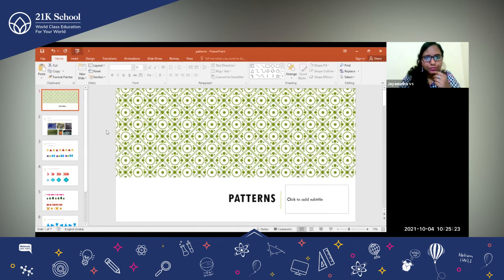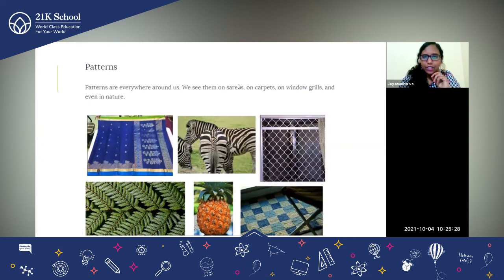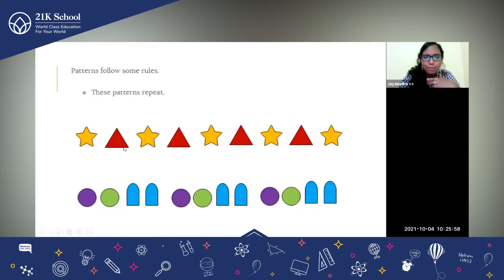Yes. So patterns are there everywhere around us, correct? We can see them on sarees, carpets, window grills. And even in natural things, you could see patterns. What do you mean by pattern? Following some order. Here, there is a pattern followed, like the correct number of leaves. So pattern means following an order, right? Some patterns repeat like this.